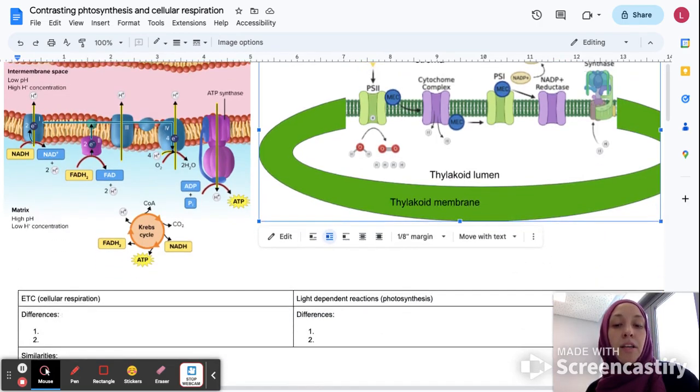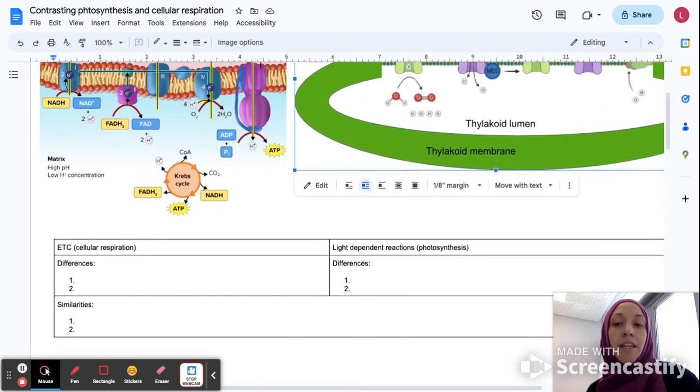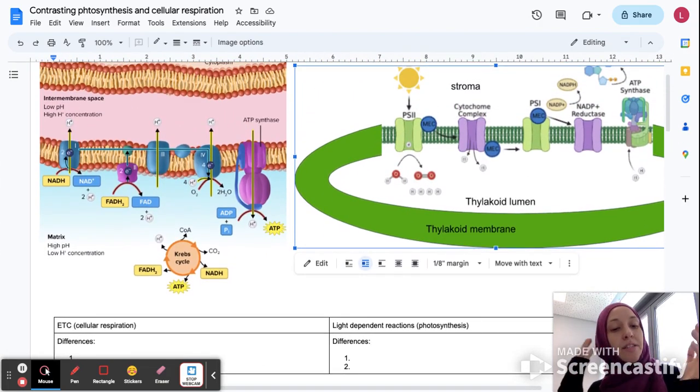So I want you to think about, how are they similar? How are they different? Okay, what do you see that's common between them, and what do you see that's different? It's not labeled here, but this membrane here is the inner membrane of the mitochondria. This membrane here is the thylakoid membrane, the membrane of the thylakoids inside the chloroplasts.